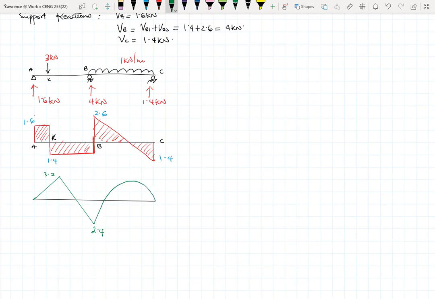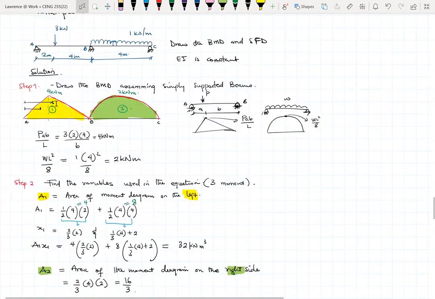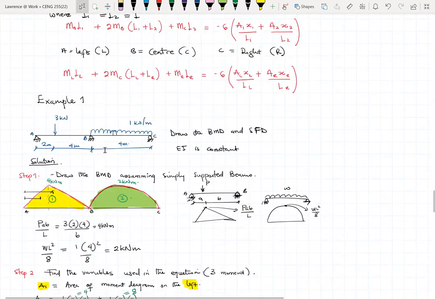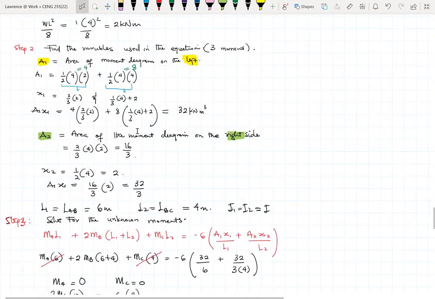Sir, hello, please, what's the distance between A and B? The distance between A and B is 6 meters. This is what we've been doing from the word go. Between A and B is 6 meters. Between B and C is 4 meters.